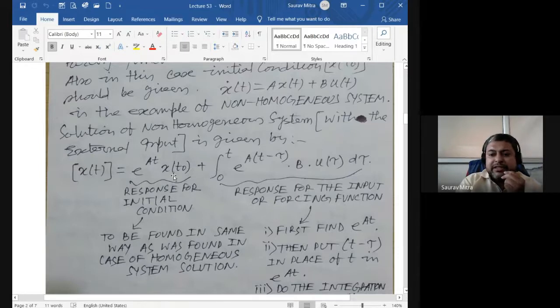x(t0) will be given to you. This is the initial condition. The actual non-homogeneous system response has two parts. The first part is called ZIR, zero input response, which we have already found with respect to the initial condition. If the initial condition is all zero, that means the system is initially relaxed, then this e raised to a t x(t0) part will also be zero. If you're talking about an RLC system, iL and vC are zero. So if there is no initial condition, in an initially relaxed system, there will be no zero input response and no transient response in the system.